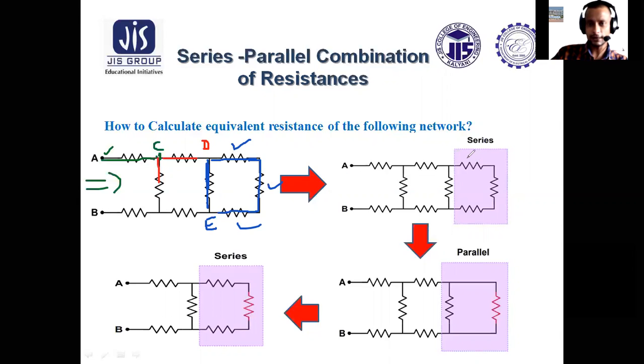So first, what shall we do? We should combine these three resistors in series. Once these three resistors are connected in series, the equivalent resistance will be shown here. So the combination of these three resistors will now be replaced by one single resistor, which is the series combination of these three resistors. Now with this combination, this resistor was connected in parallel.